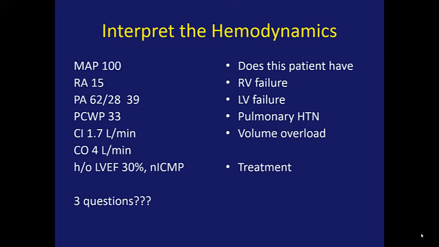So by the end of this lecture, you guys already know hemodynamics, but I'm going to do it from more of a cardiology perspective, from a heart failure perspective. RV failure, LV failure, does this patient have pulmonary hypertension? Is he volume overloaded? And how will you treat these hemodynamics?